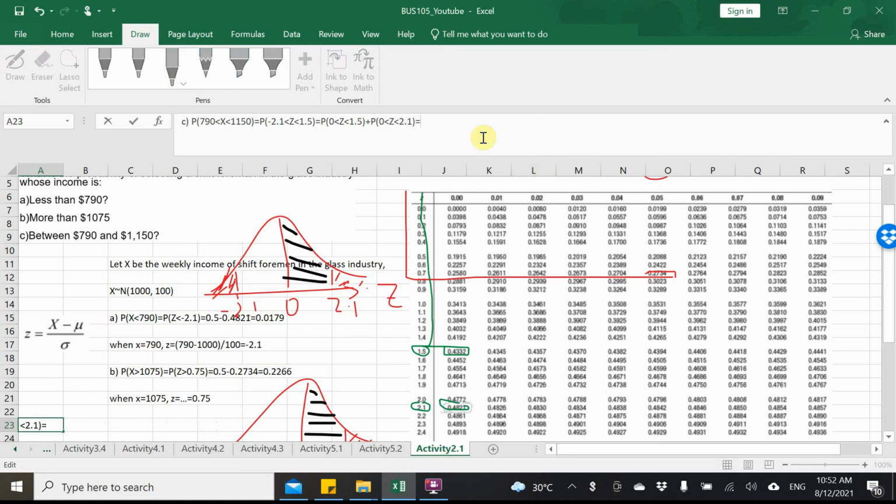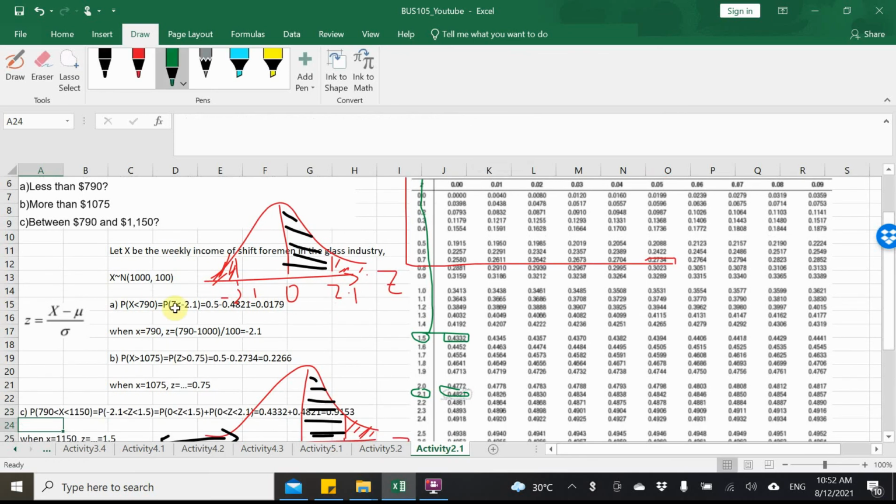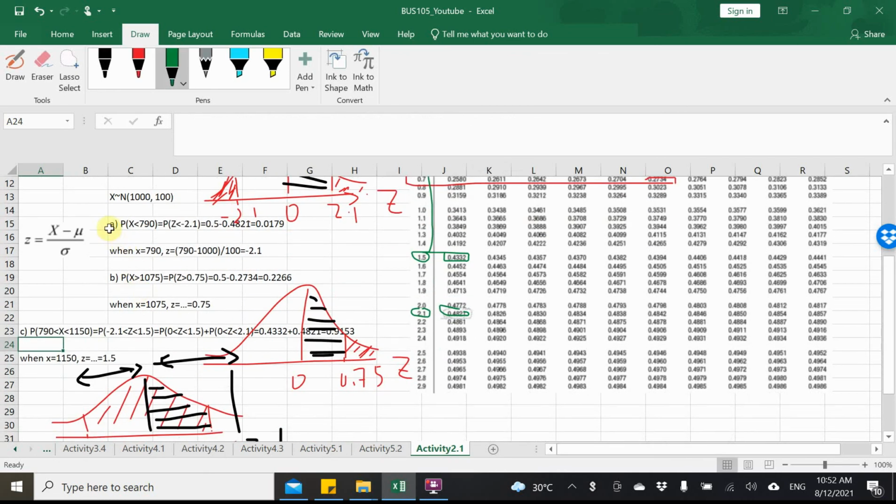So it equals 0.4332 plus 0.4821. And then you get the answer, which is 0.9153. So that's it. We have got the answer for all parts A, B, and C.